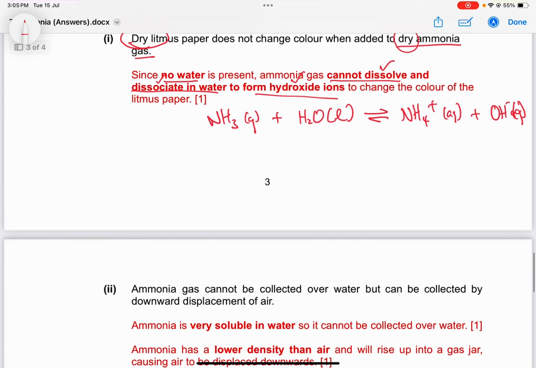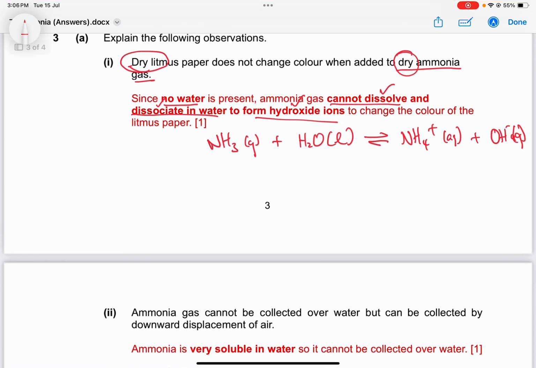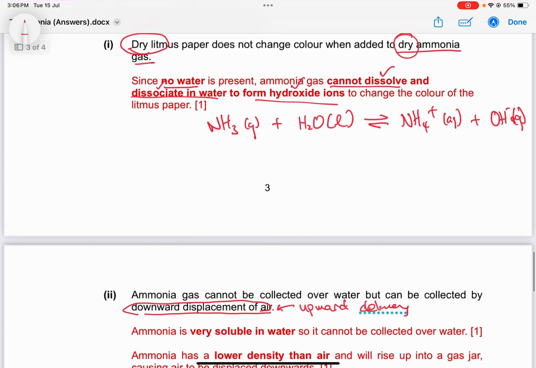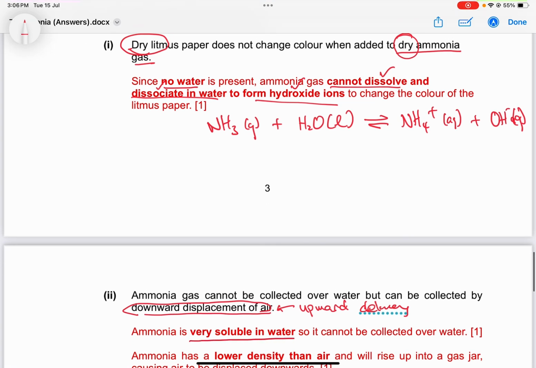Next, part 2. Ammonia gas cannot be collected over water, but can be collected by downward displacement of air. Now, downward displacement of air is actually upward delivery. This is a very old way of phrasing already. Now we don't really use the term downward displacement or upward displacement of air. We just use the term upward delivery or downward delivery. So why can't it be collected over water? Because it's very soluble in water. Ammonia dissolves in water very easily. That's why it cannot be collected over water.